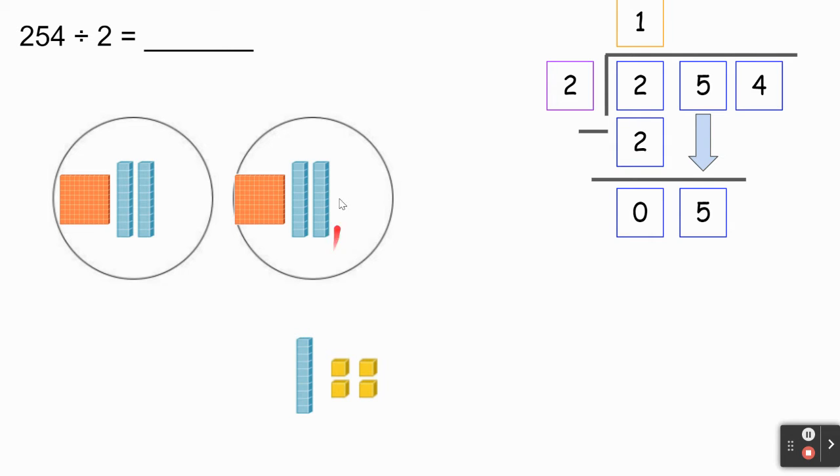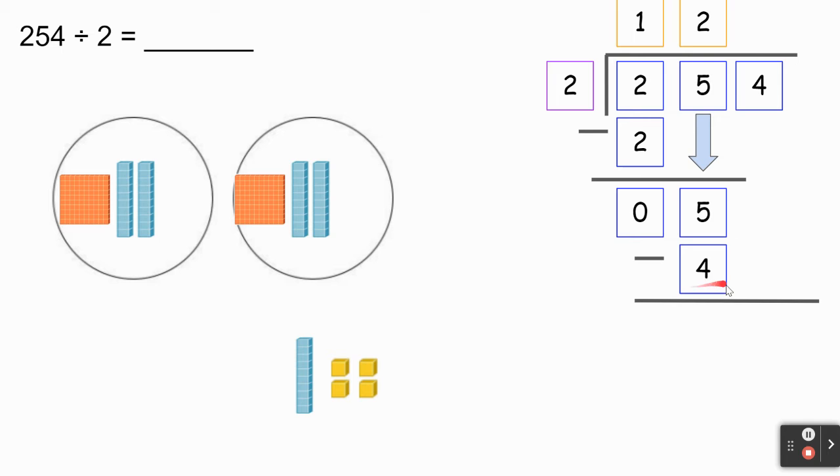Inside each group are 2 rods. So we're going to place a 2 up here in the tens place, since the rods in this problem represent the tens place. Another way that we could get the 2 up here without using the base 10 blocks is by asking ourselves, what can we multiply by our divisor 2 to get closest to 5 without going over? Well, 2 times the 2 up top is 4. That gets us closest to 5 without going over.